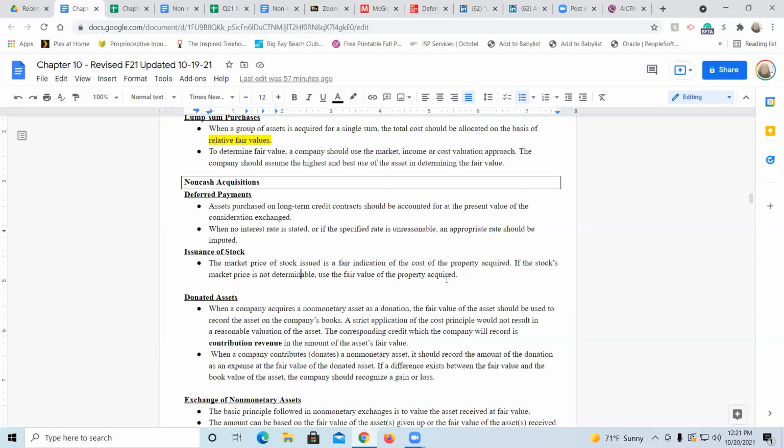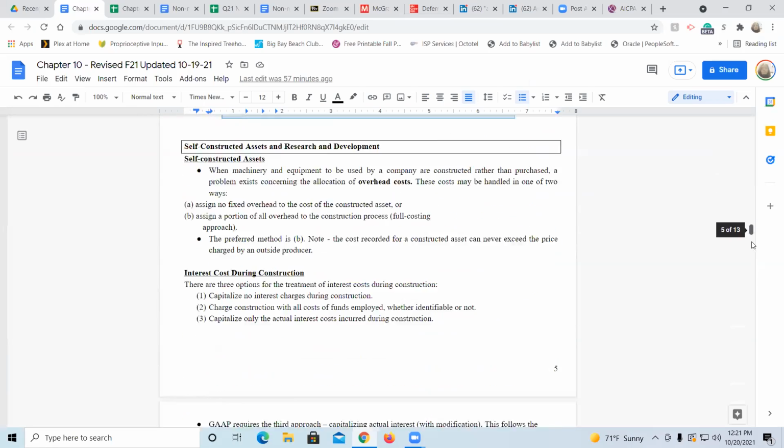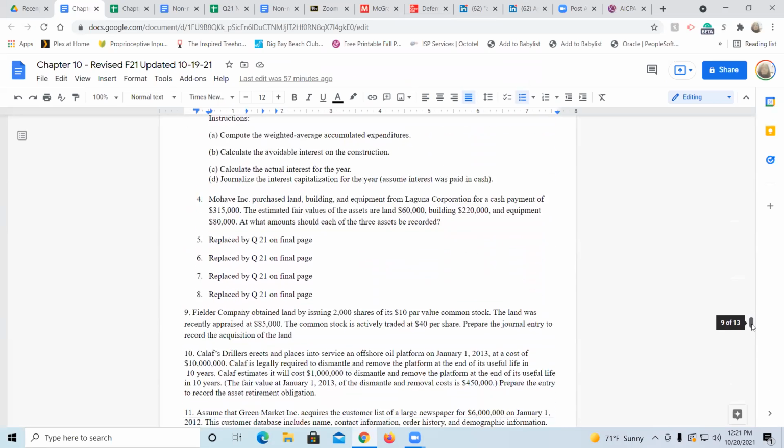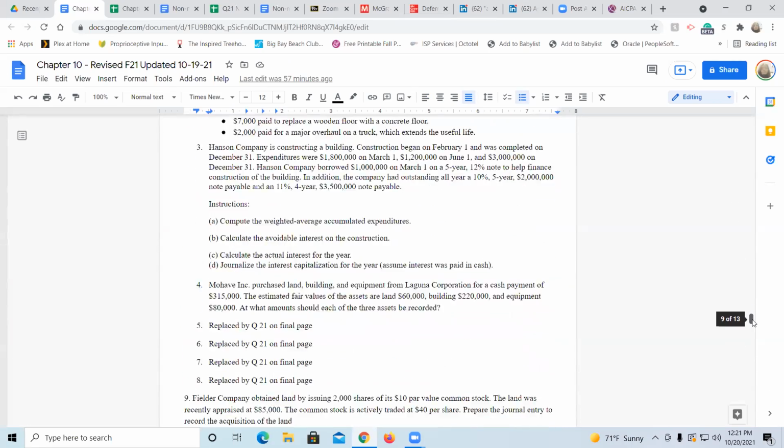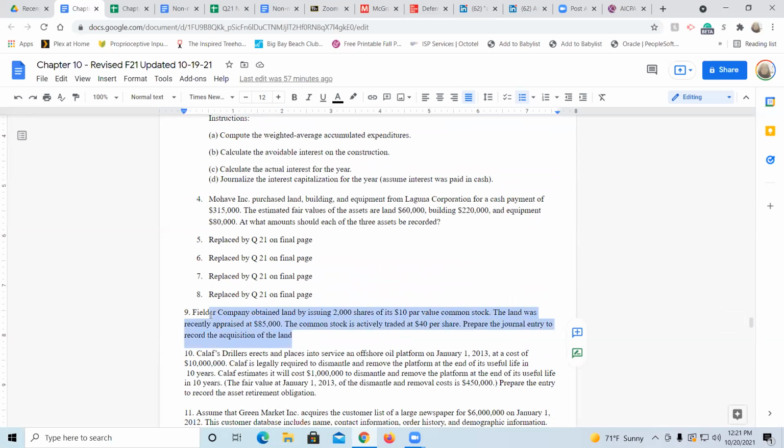And that's the rule. It's the fair value of the asset that is given up or the asset that is received, whichever is easier to determine. So, in these questions, you're usually looking to see whether the company's stock is traded, and if that's the case, you just go with that. But there may be other ways to determine the fair value of the transaction. So for this example, issuance of stock, we do have an exercise here, number 9, that we can go over quickly.